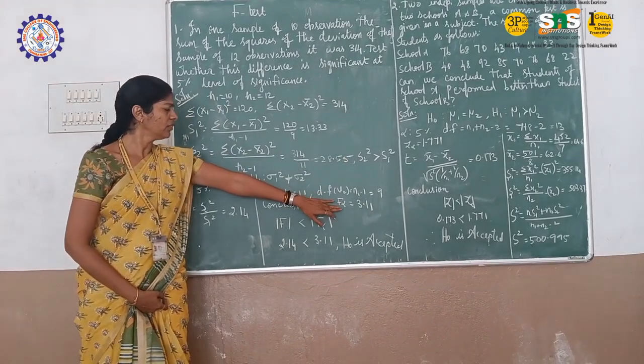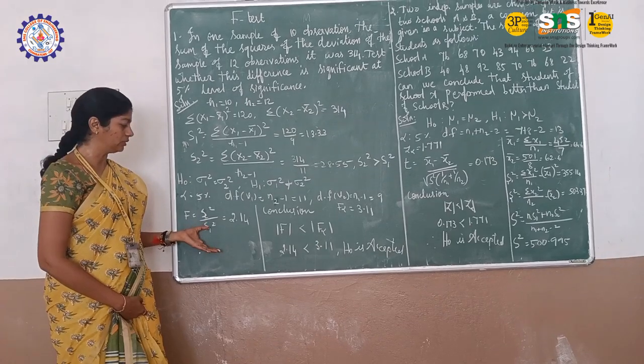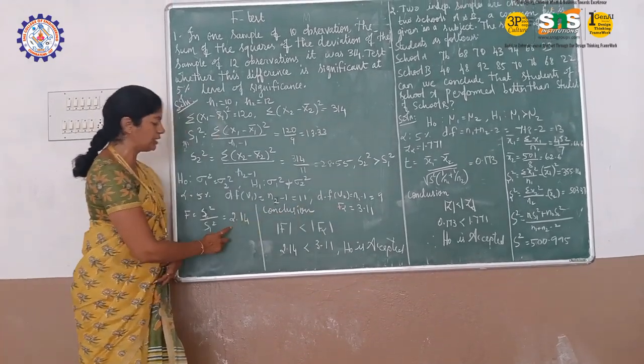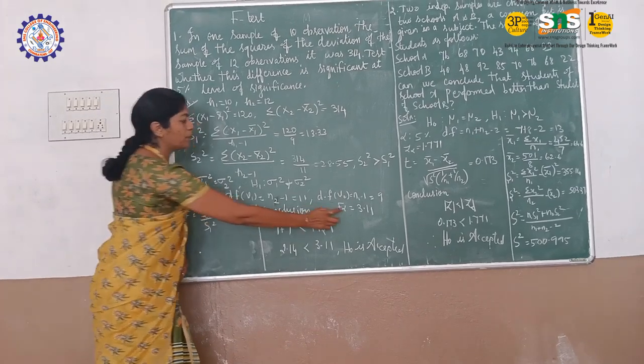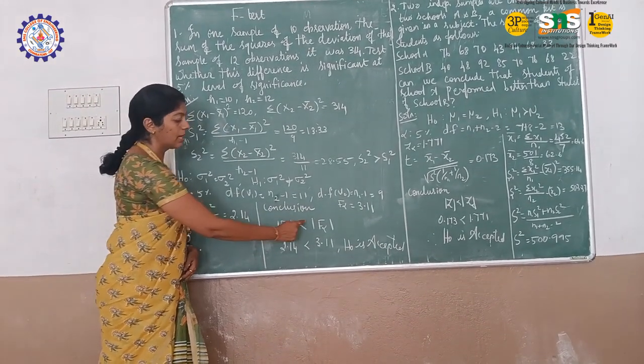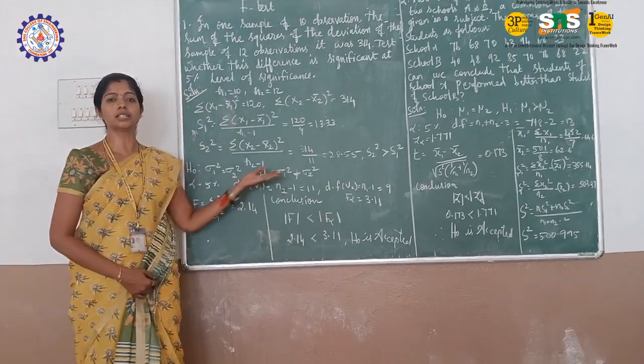Then we compare this with the calculated value. The calculated value is 2.114. When we compare, by seeing itself we can identify that 3.11 is higher than 2.114. That is, the calculated value is less than the table value. So we can write H naught is accepted. This is how we have to solve.